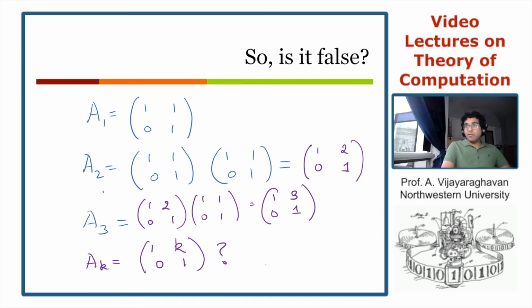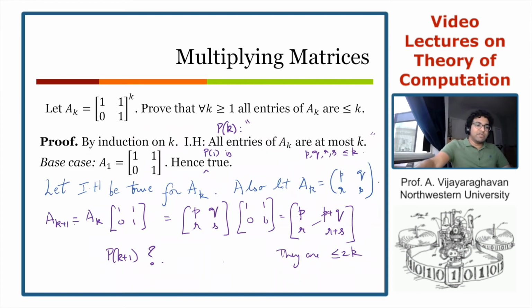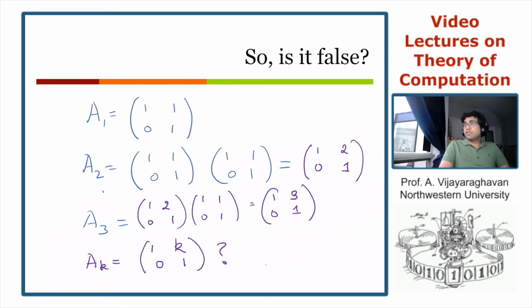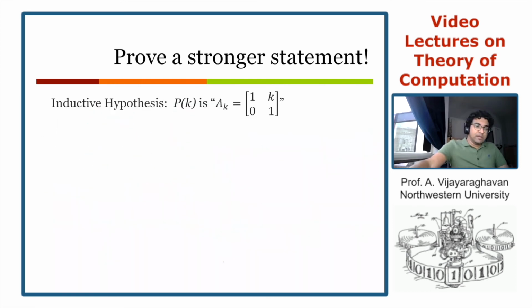If we are able to prove it using induction, it certainly implies the theorem we want to show, which is just that all the entries are at most k. So that's what we do. Our induction hypothesis is not going to be the one that is obvious from the statement. It's actually going to be something stronger. The predicate will just be the statement that A^k is exactly of the form 1, k, 0, 1. This is a stronger statement than saying that all the entries are at most k.